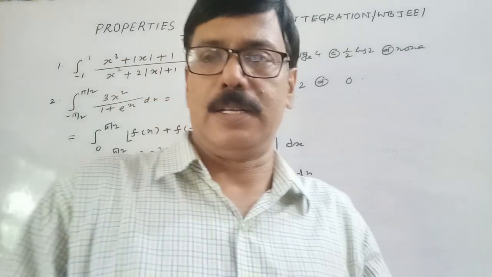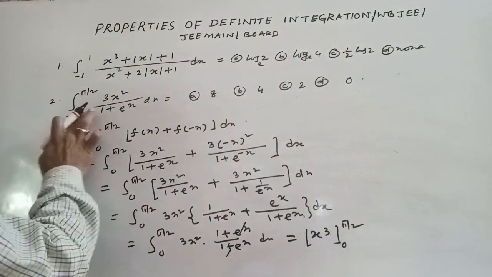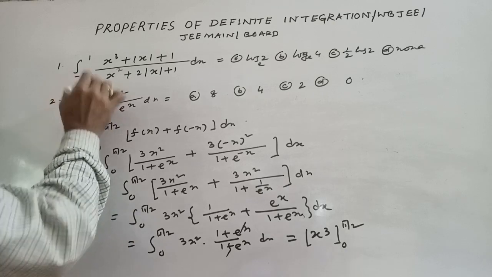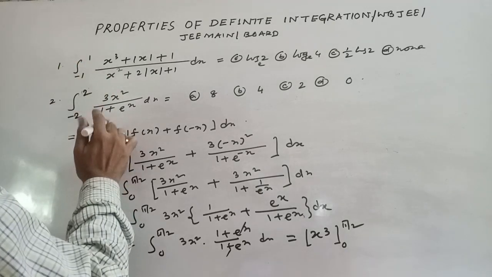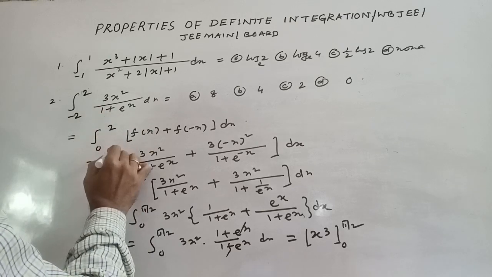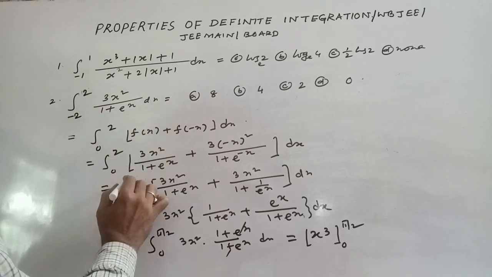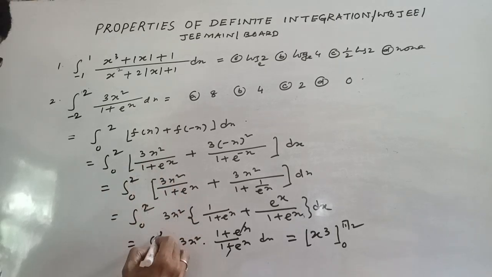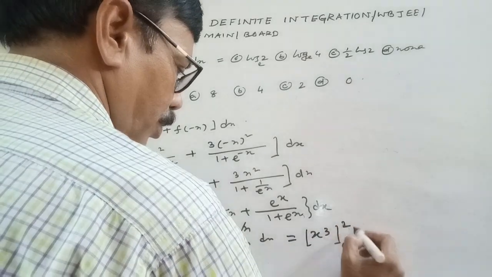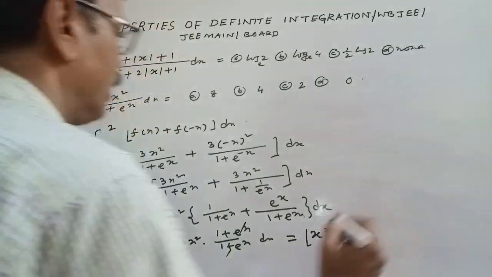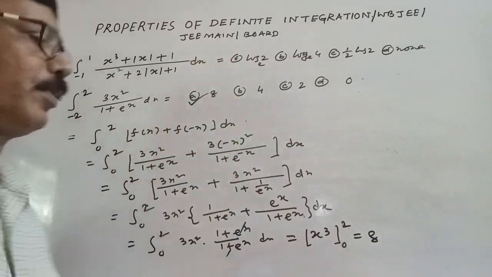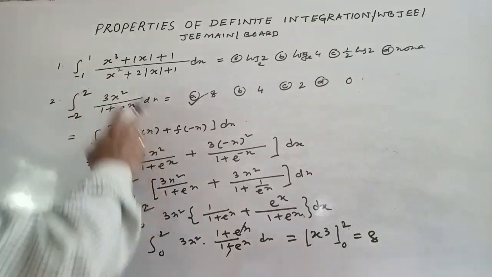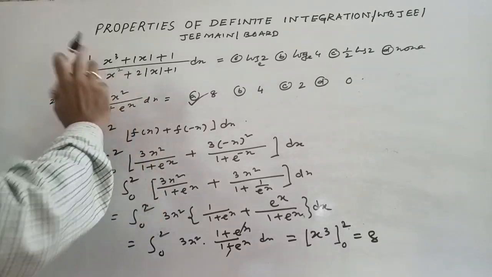So we are not getting the result, but look, I think it is minus 2 to plus 2. So correct it, minus 2 to plus 2. So this is 0 to 2. This will be 0 to 2. To get the answer, you have to change 0 to 2 and this is 0 to 2. So 8 minus 0, so you are getting the answer as 8.